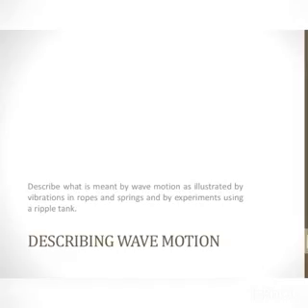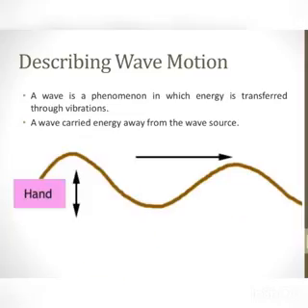And what is that? To describe what is meant by wave motion, I will illustrate with the help of producing waves, with the help of vibrations in the ropes, in the springs, and also in the ripple tank. Through all of these things, I will describe for you how the wave moves. So, describing the wave motion.